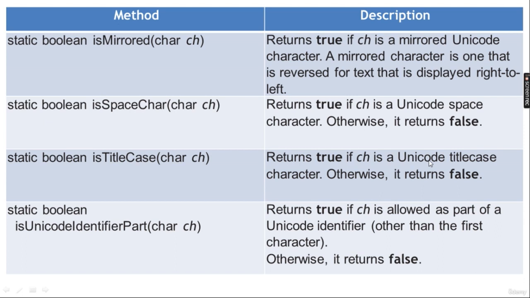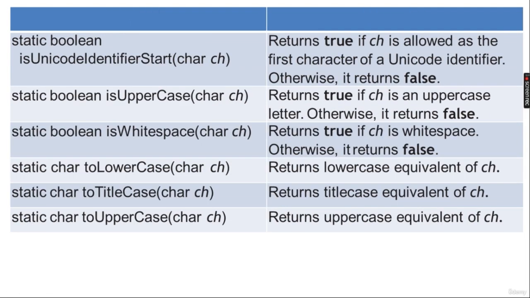Static boolean isUnicodeIdentifierPart returns true if ch is allowed as a part of a Unicode identifier other than the first character, otherwise it returns false. Static boolean isUnicodeIdentifierStart(char ch) returns true if ch is allowed as the first character of a Unicode identifier, otherwise it will return false.